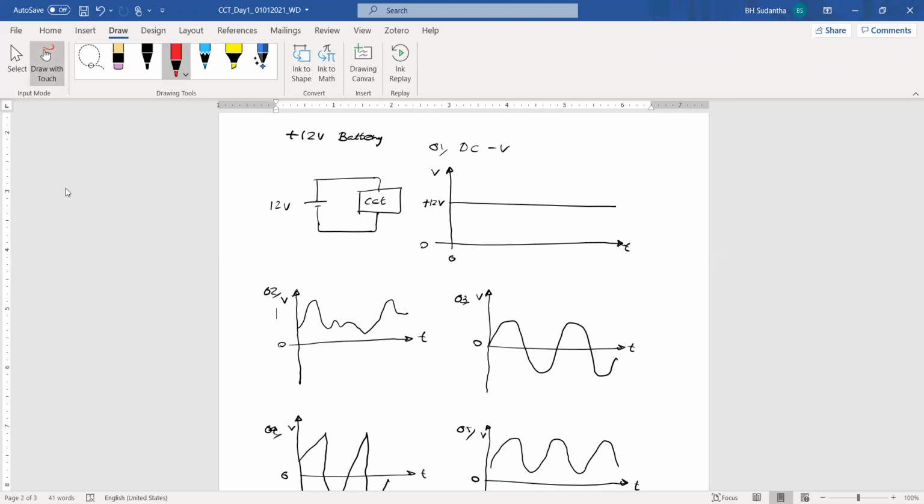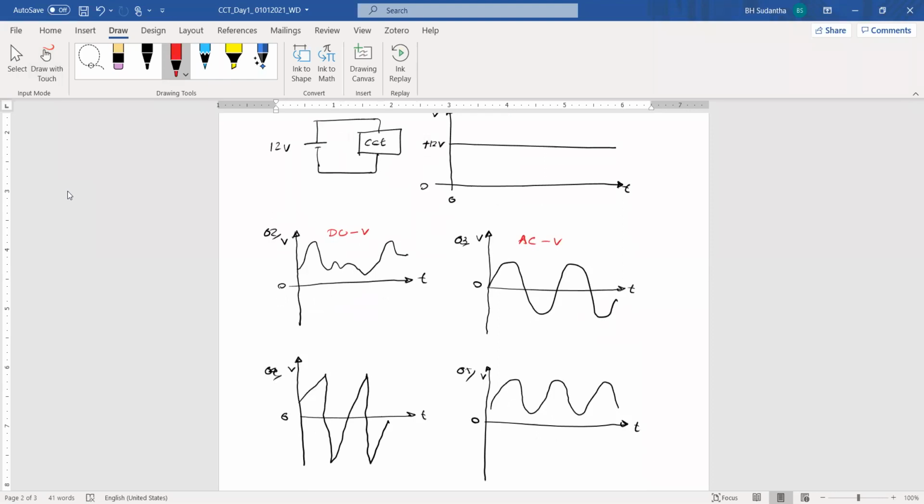Okay. We have written down this one. This is DC voltage, and this one also DC voltage, and this is AC voltage. This is AC voltage, and this is DC voltage. Okay. Before we go into the next screen, shall we try to identify the difference between this AC and DC?